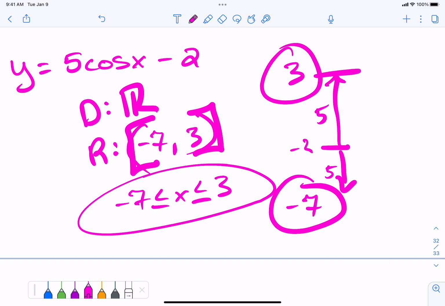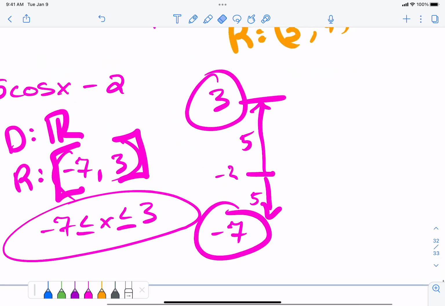If it's cosine, is the -2 like your 0 line? Yes. -2 is your 0 line. And then the highest you go is up to 3, and you go down to -7. Can we do the graph of this? Sure. Let's graph it.